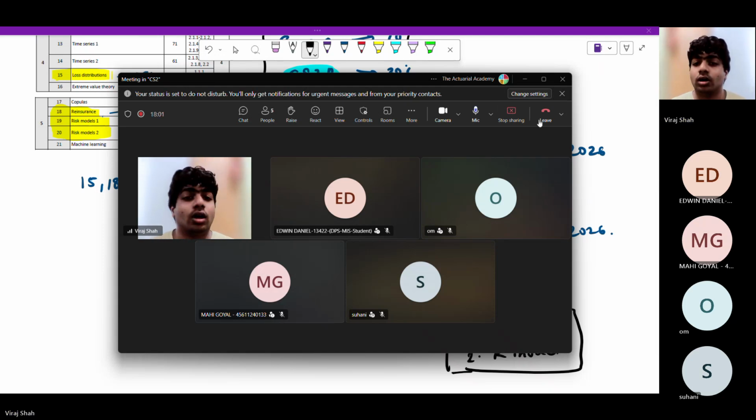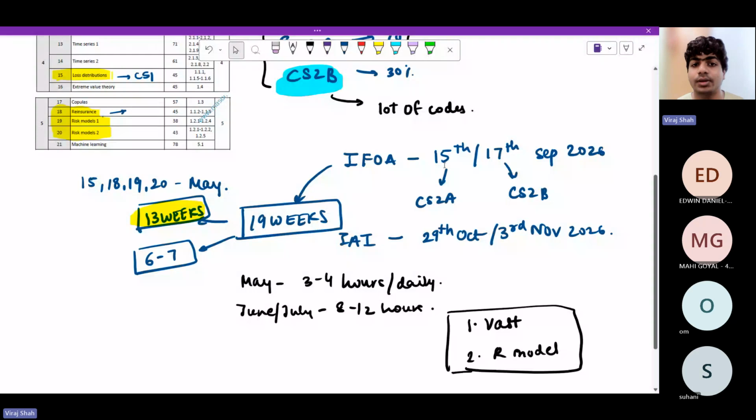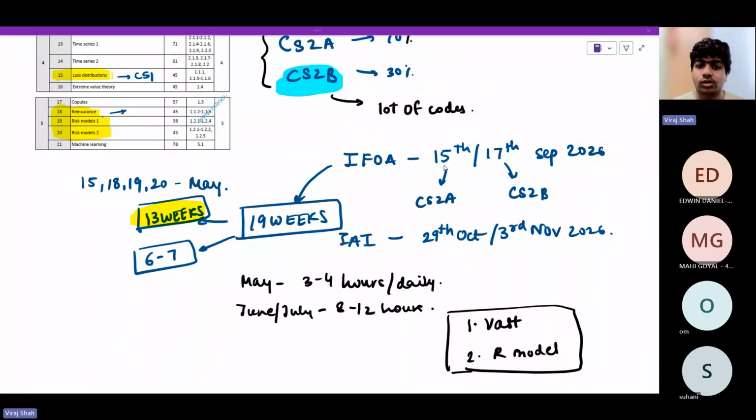But when I say the paper will be hard, it means the questions will be hard. There will be a lot of things to remember. So that will make your CS2 a little difficult.